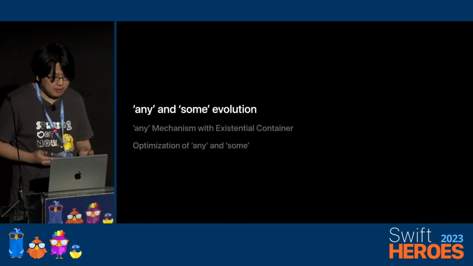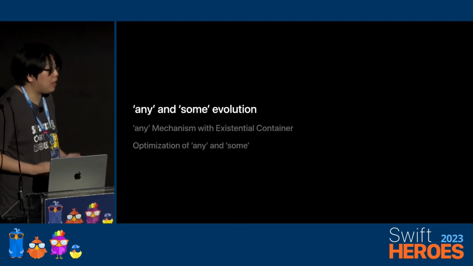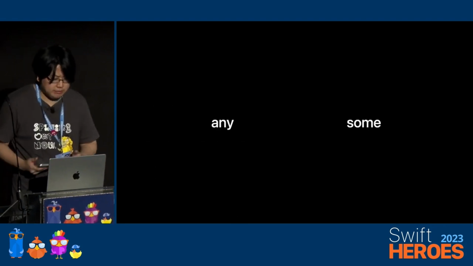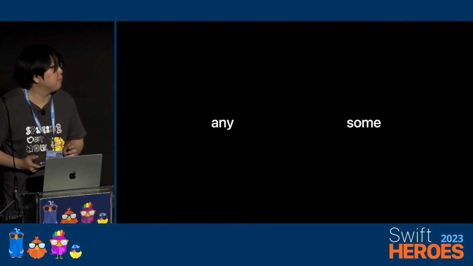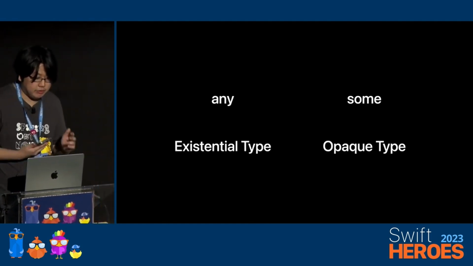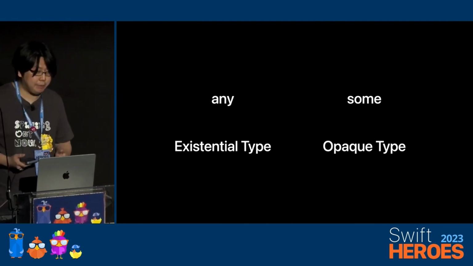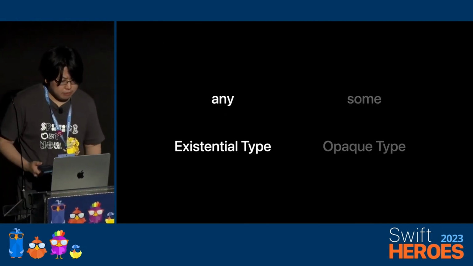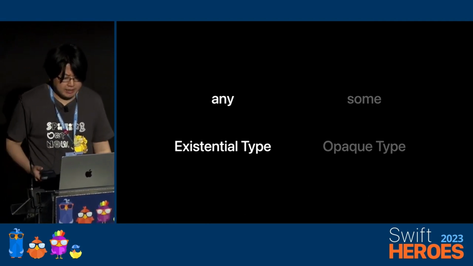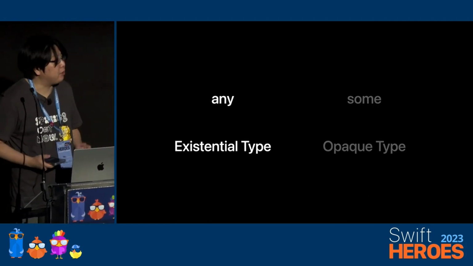Let's start by exploring any and some evolution from Swift 5.7. In this session, the keywords any and some are important. any is the keyword for using existential type, and some is for using opaque type. First, let me tell you what an existential type is, how any is used, and how it evolved.